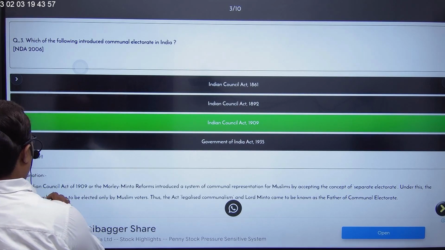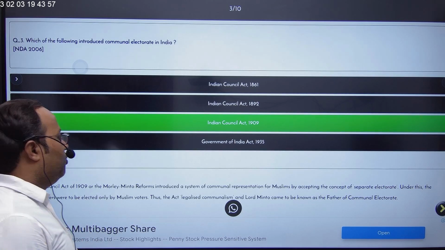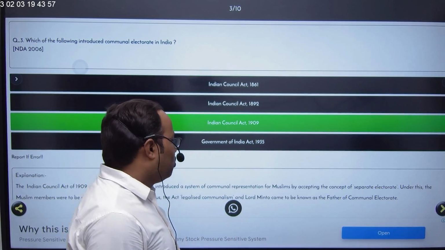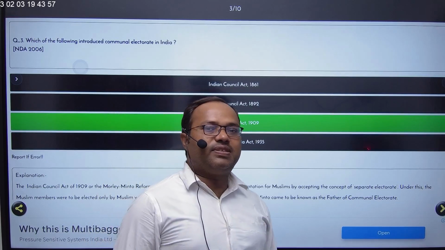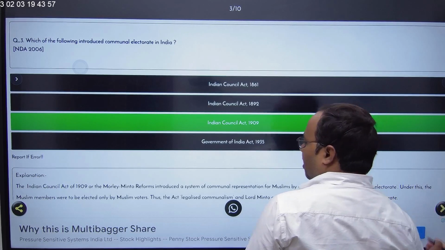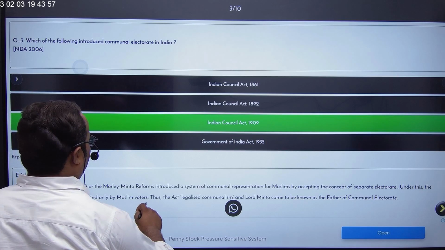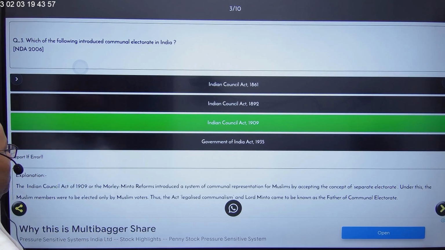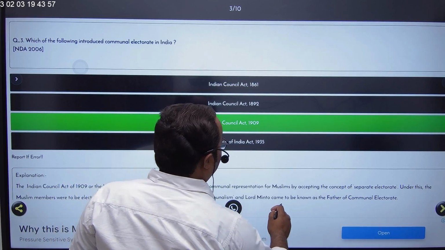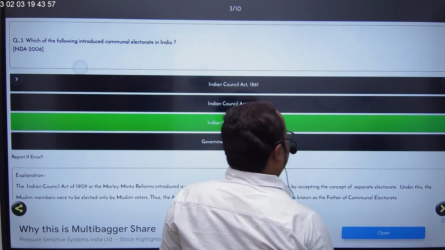The Indian Councils Act 1909, or the Morley-Minto reforms, introduced a system of communal representation for Muslims, accepting the concept of separate electorate. Under this, the Muslim members were to be elected only by Muslim voters. Thus, the act legalized communalism, and Lord Minto came to be known as the father of communal electorate in India.